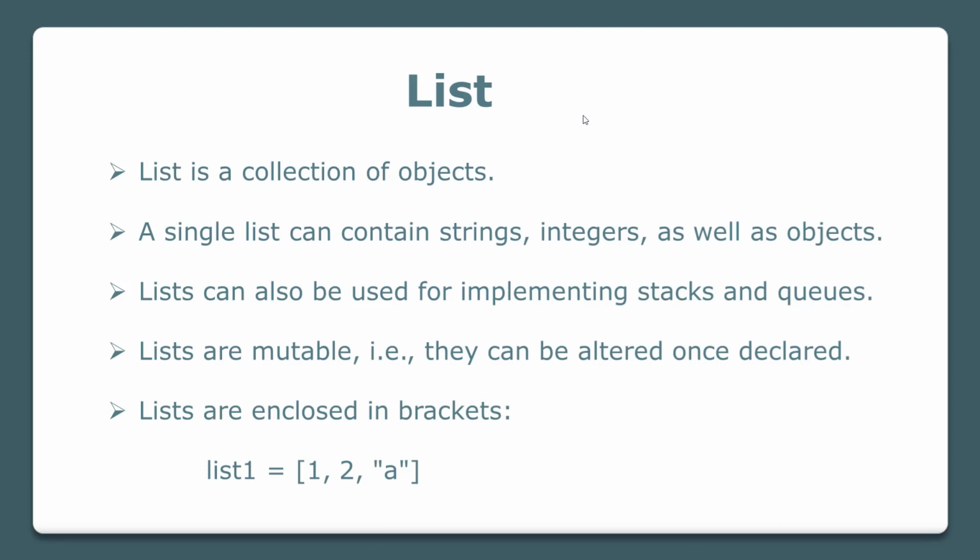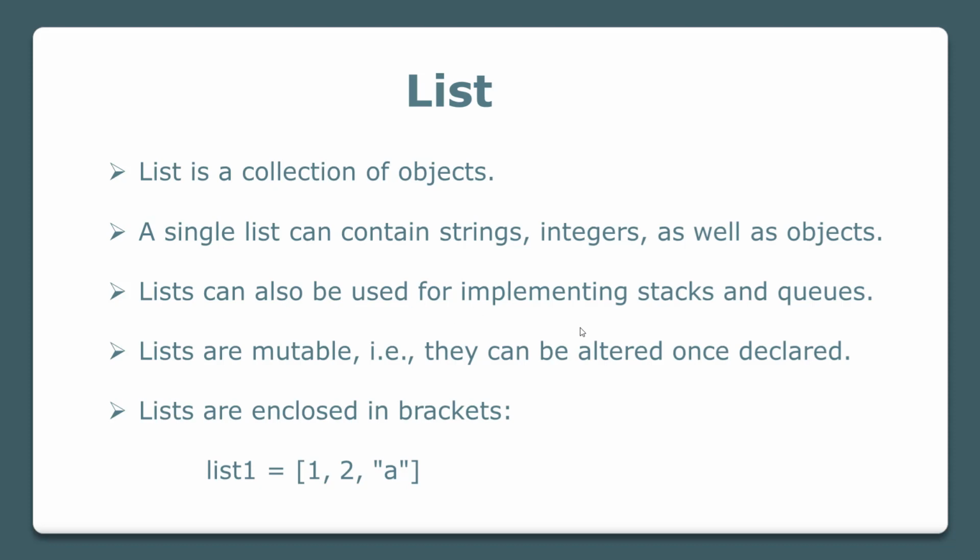In this tutorial, we are going to discuss Python list. List is basically a collection of objects, and this collection can be either of the same type of objects or we can have different types of objects in the collection. So a single list can contain strings, integers as well as objects of any other type.